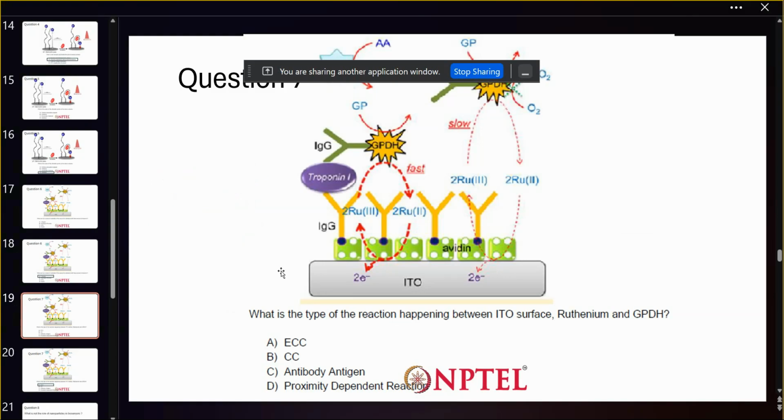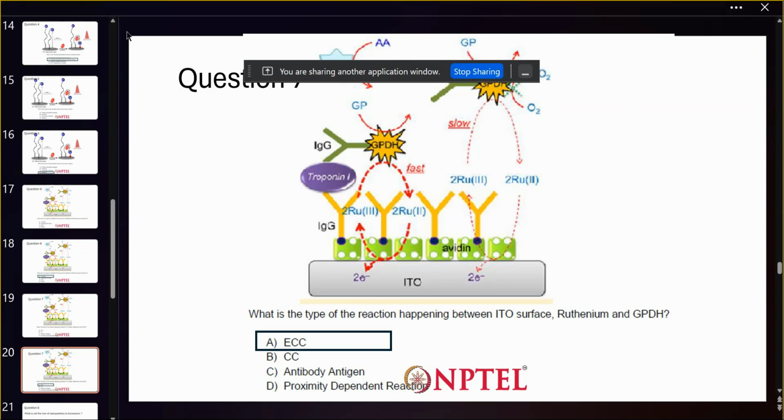Great. So yes, the answer is option A. Basically, as I said, ECC and CC both are redox reactions, but in CC (chemical) there is no electron transfer happening. In electrochemical there is electron transfer happening. So here we can see the electrochemical reaction is happening at the surface, and the chemical reaction is happening between ruthenium and GPDH.